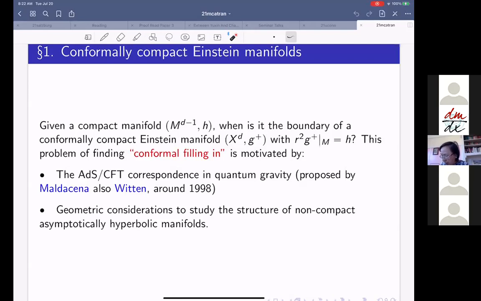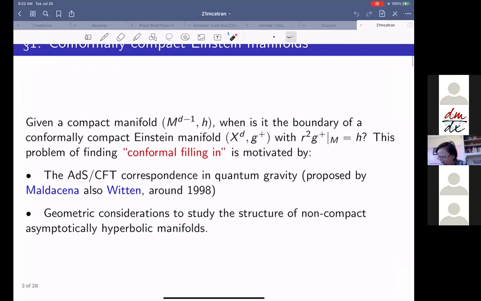And in this case, we call M the conformal infinity of X. So this is a problem which is studied in the mathematical physics community as the AdS/CFT correspondence. It was first proposed by Maldacena and Witten. But in geometry, this also corresponds to the problem of studying the structure of asymptotically hyperbolic manifolds. It turns out such a manifold X is naturally asymptotically hyperbolic, so it's also a question well studied in differential geometry.